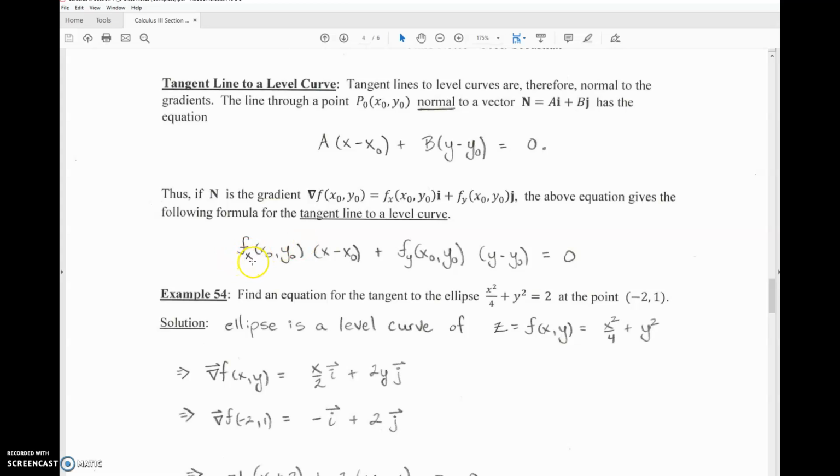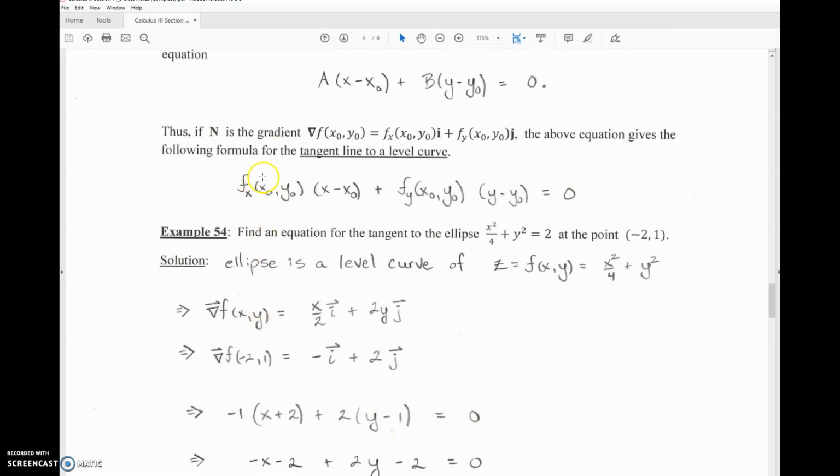Partial of f with respect to x, evaluated at x naught, y naught, times x minus x naught, plus partial of f with respect to y, evaluated at x naught, y naught, times y minus y naught, equals 0. So we have a nice equation for the tangent line to a level curve of any function. It uses the gradient vector, and the fact that the gradient vector is perpendicular to the derivative of r, where r parameterizes that level curve, which is tangent.